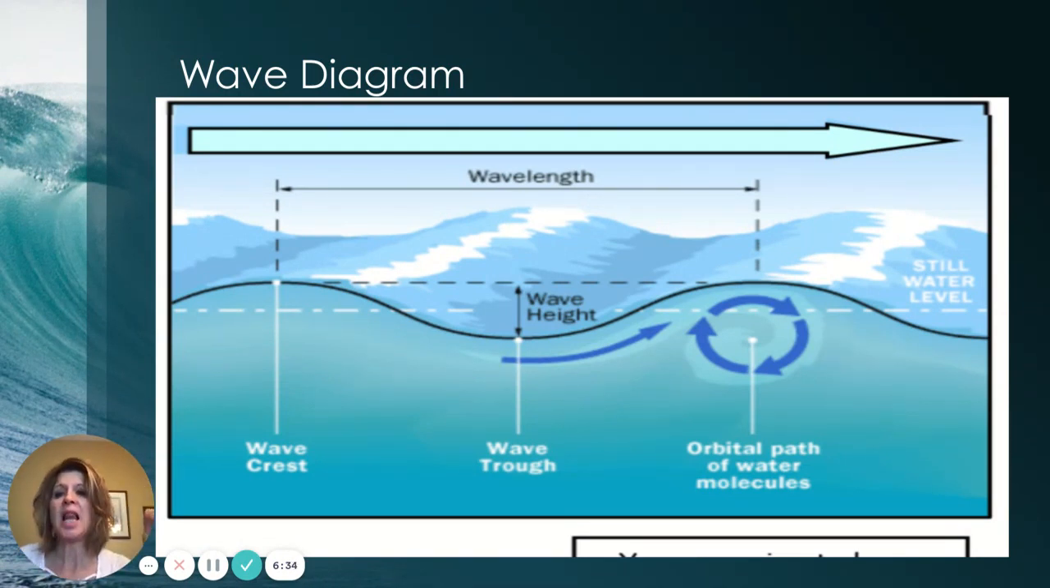Now, wavelength is the distance between two waves. We know length is the distance of an object, so wavelength is the distance between the objects.